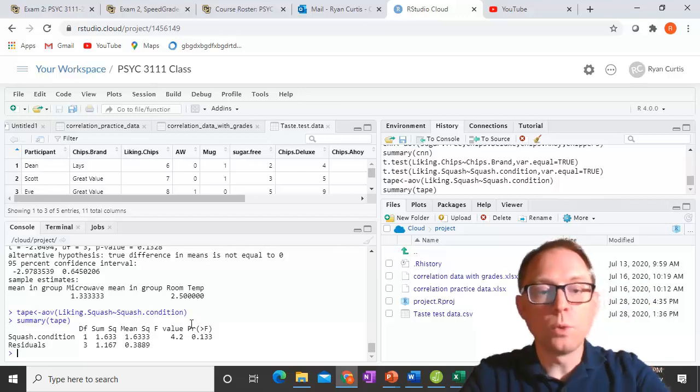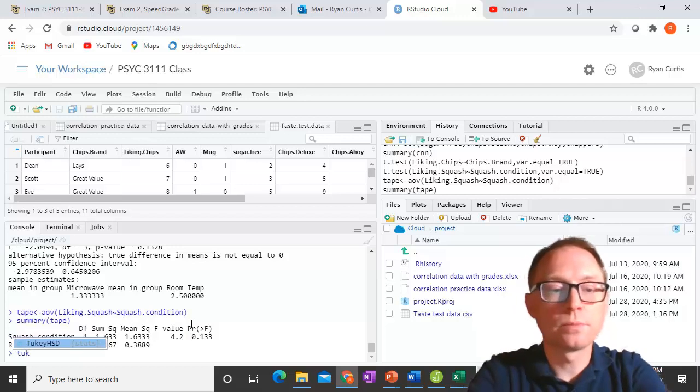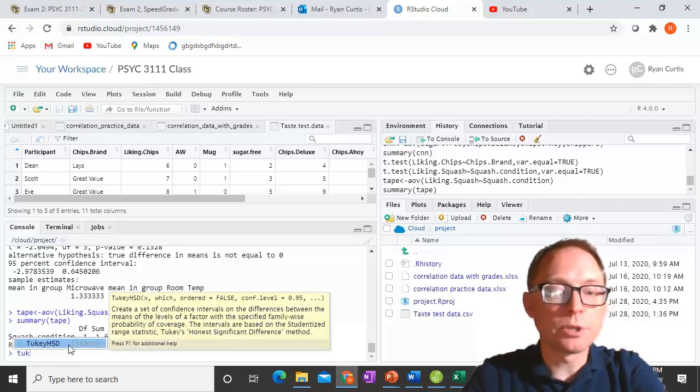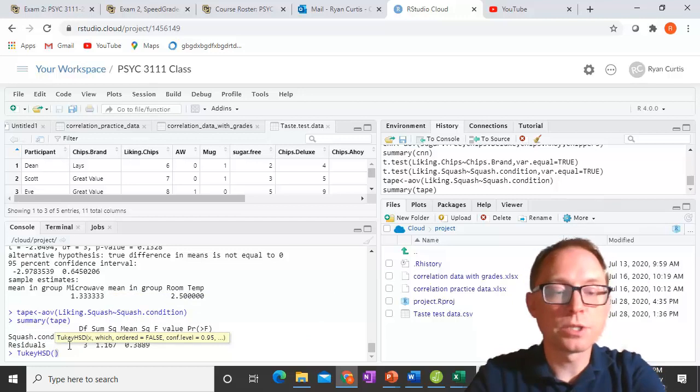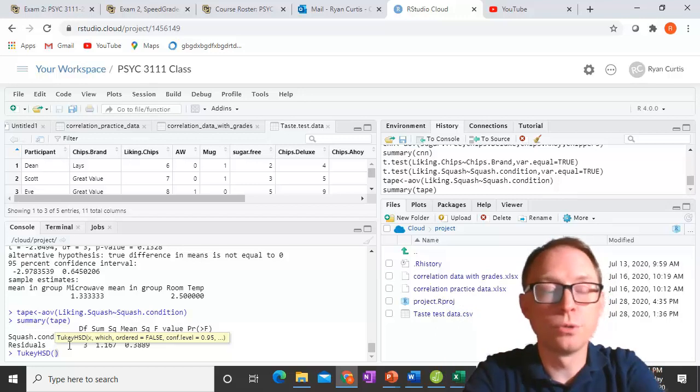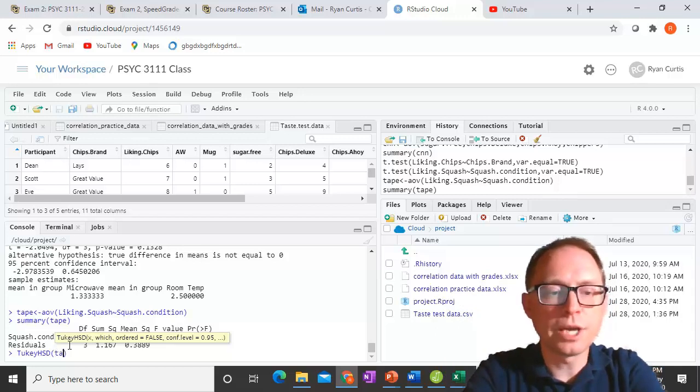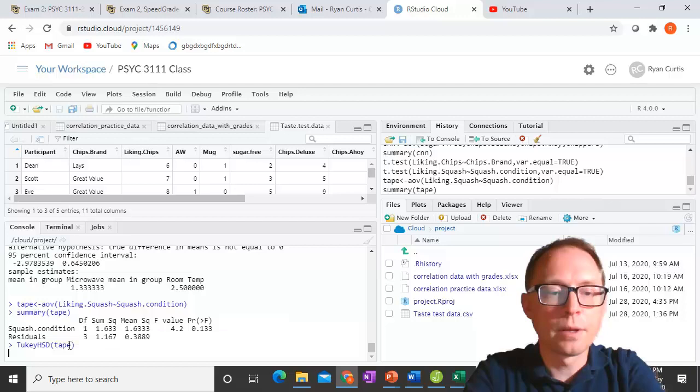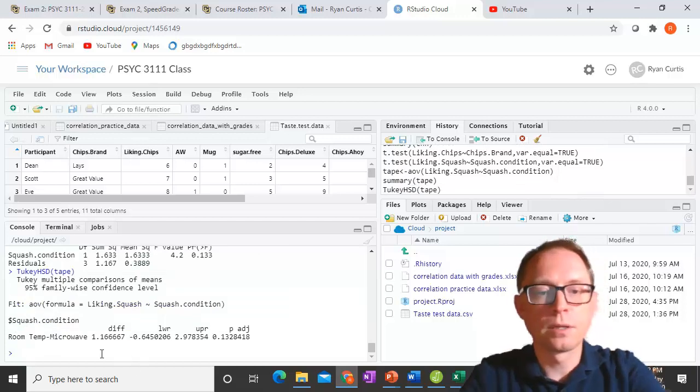We can run a post hoc on this. For example, a Tukey HSD is a post hoc, and what it does is it looks at all the different levels of the independent variable. In this case, we only have 2, so we normally wouldn't do this, but if we had more than 2, this would be an easy way to do it. Tukey HSD of tape, and when I do this, here's what I get.